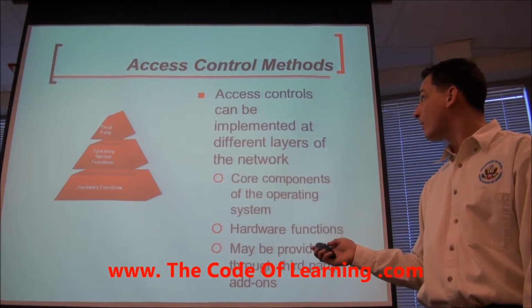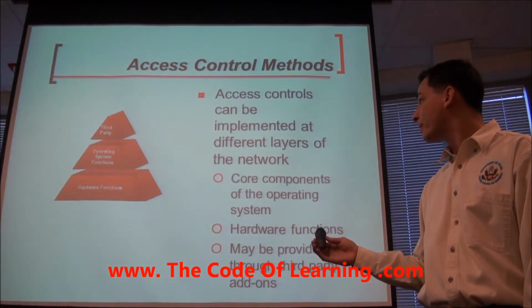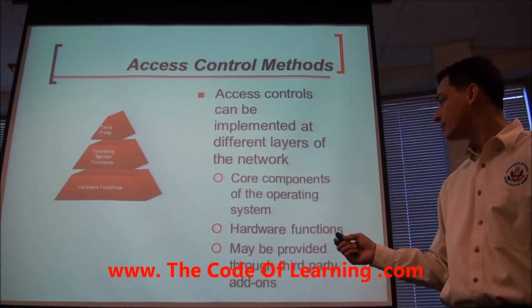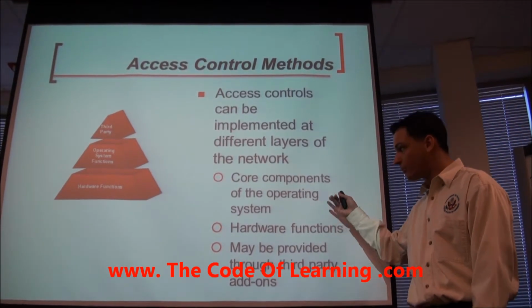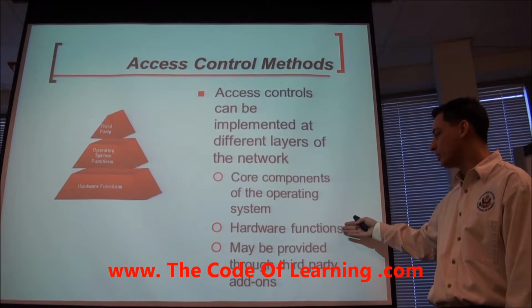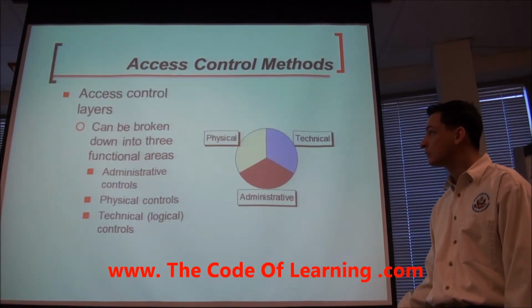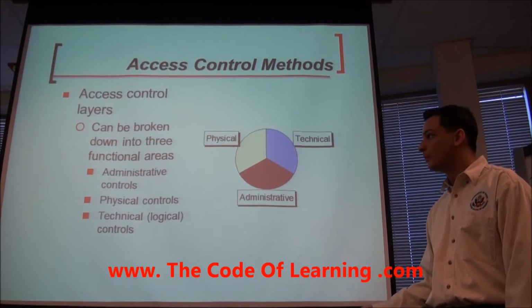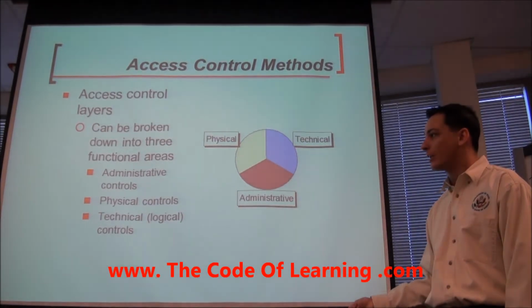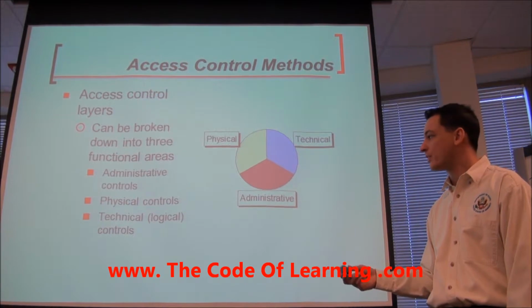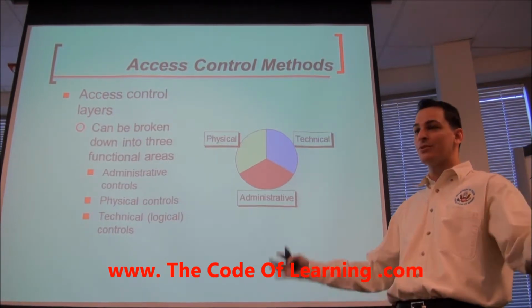All right, access control methods. Access control can be implemented at different layers of the network. You can have core components of the operating system do it, you can have hardware functions, or you can actually have third-party add-ons. So, access control can be broken down into functional areas. You could have physical controls, administrative controls, and technical controls.